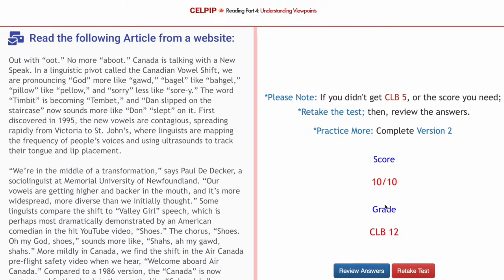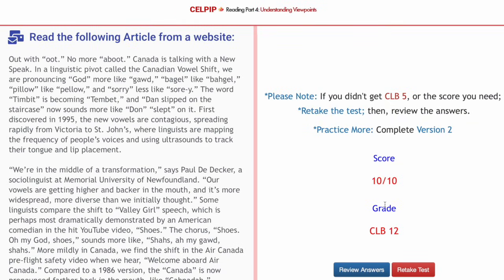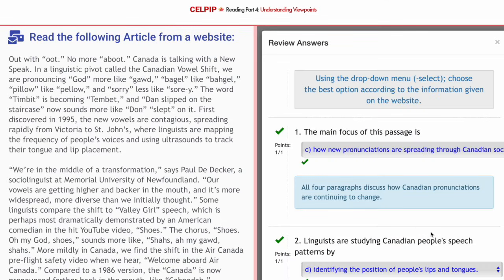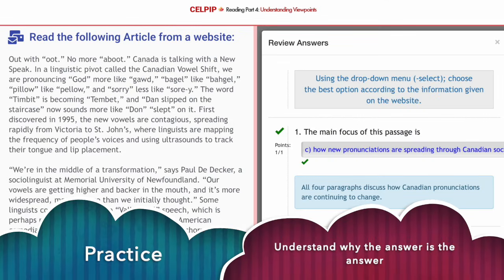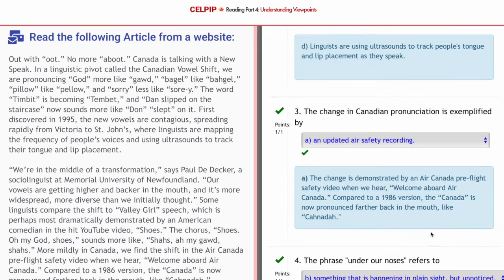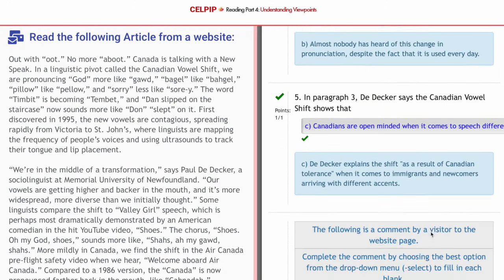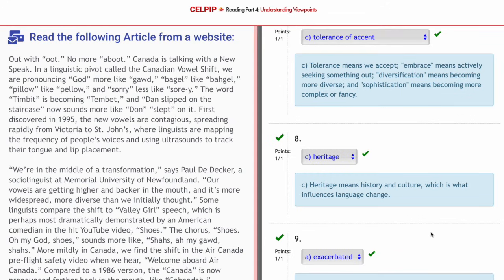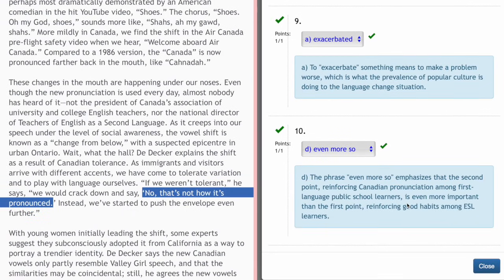So, how did you do? Did you get 10 from 10? Well, I hope so. Now, if you didn't get 10 from 10, everyone, what can we do? Well, the first thing we need to do is review the answers. We need to review the answers and we need to understand why the answer is the answer.